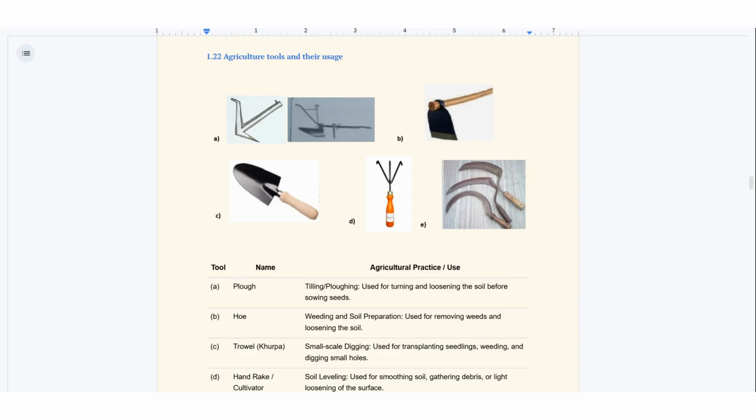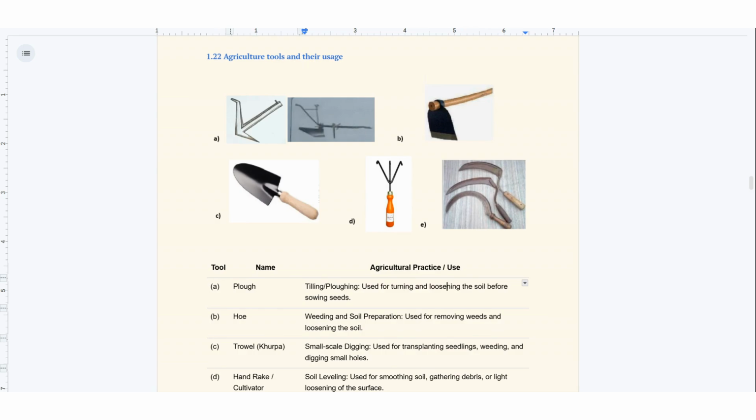The second one is the same plow, but for the modern world. This is a metallic one, and these can be metallic or a combination of wood and metals. The plow is used for plowing or tilling. Tilling is the second word for plowing, or you can say it is also known as that. So what is it used for? It is used for turning and loosening soil before sowing the seeds.